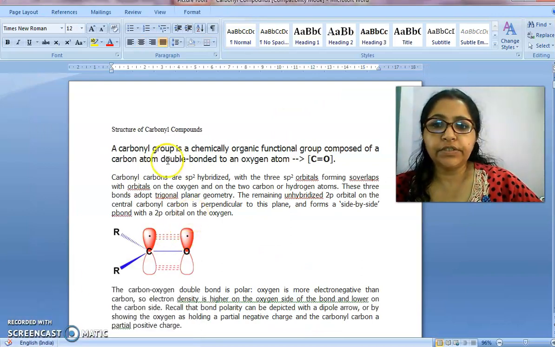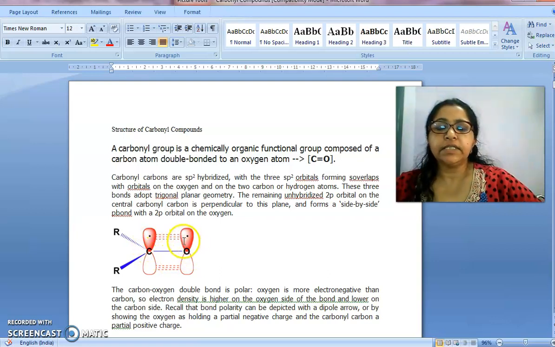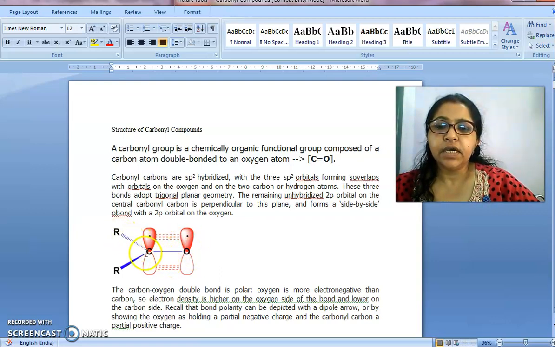First, we will do the structure of carbonyl compounds. Carbonyl compounds are present in both aromatic and aliphatic compounds, and they mainly have a functional group C double bond O. Now C is sp2 hybridized, and there is a pi bond. So it has a planar structure, and the bond angle is 120 degrees. These are horizontal overlaps, that is the sigma bonds. There are 3 sigma bonds and one pi bond.